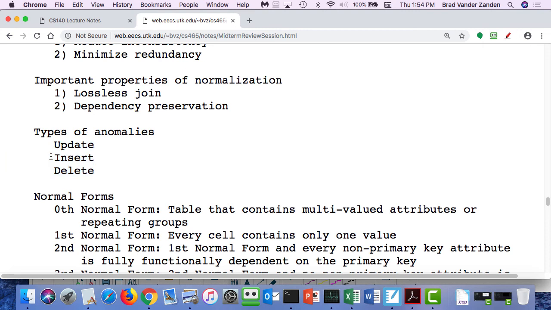Insert and delete refer to entities. Insert means we can't insert an entity because some other entity must be present. Delete means if we delete all tuples associated with an entity, we remove all information about that entity.